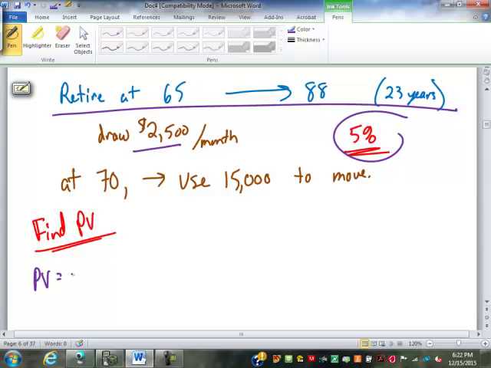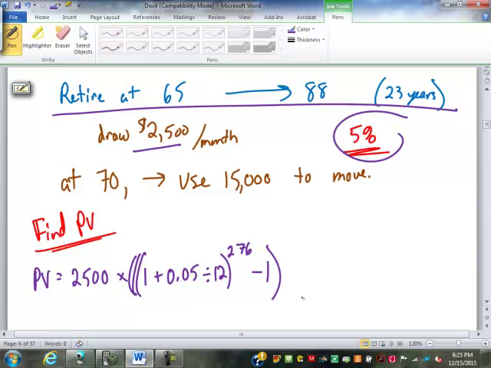So we're going to find that present value by taking 2,500 times 3 open parentheses, 1 plus 5%, which is 0.05, divided by 12, is per month. 23 years is 276 months. Minus 1, close parentheses, divided by 0.05, divided by 12. Now we're drawing out, so we have that extra little term, so times 1 plus 0.05 divided by 12 to the power of 276. Close and close.